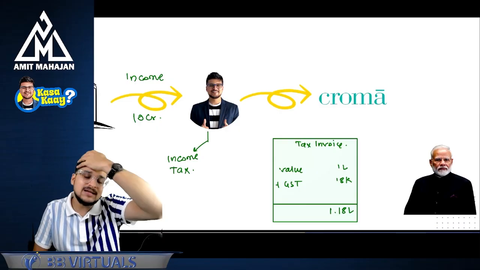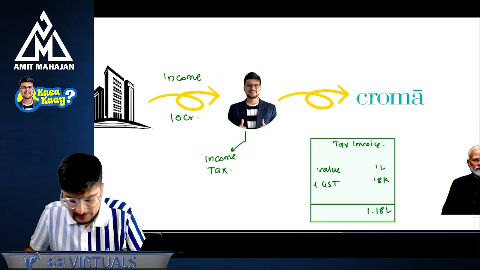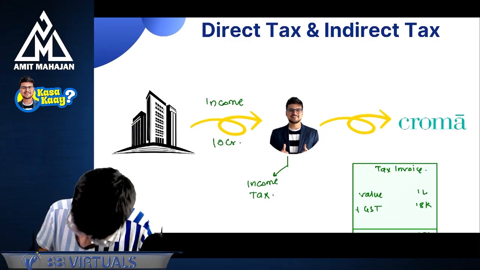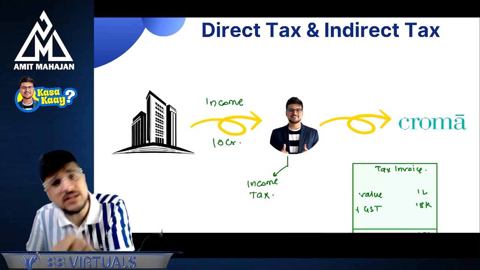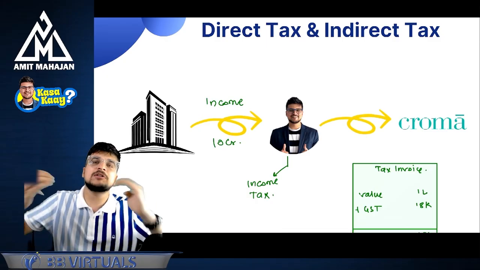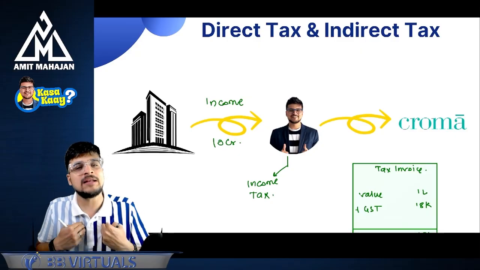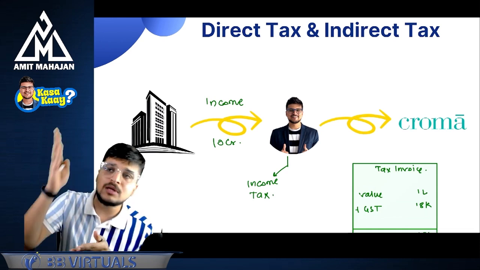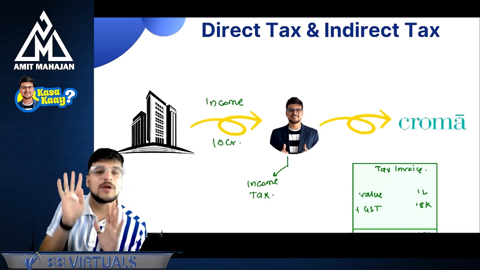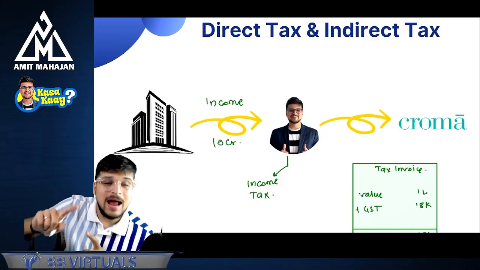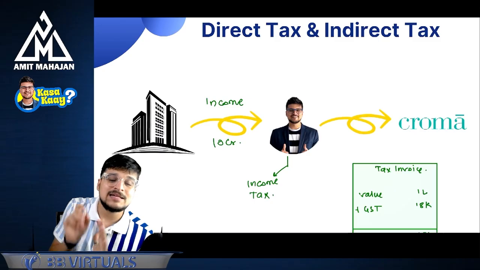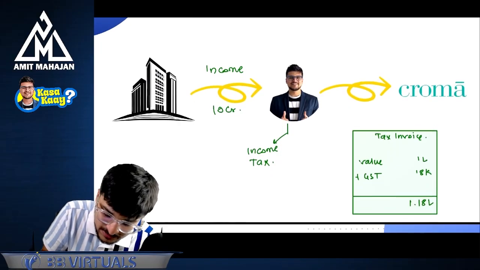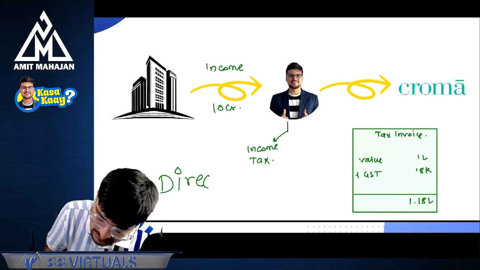Perfect? Okay. Now let's understand what is the difference between direct tax and indirect tax. Can I say that in case of income tax, I earned income of 10 crores. I paid income tax on 10 crores. It is whose responsibility to go to the government and pay the income tax? It was Amit Mahajan's responsibility. Please try to understand here, the person who is earning the income and the person who is going to the government and paying the income tax is the same. So can I say I paid the tax directly to the government? Yes, and that's why this income tax is known as direct tax.